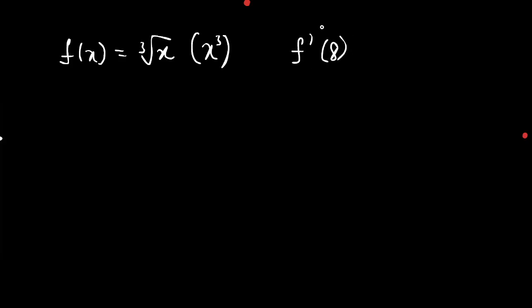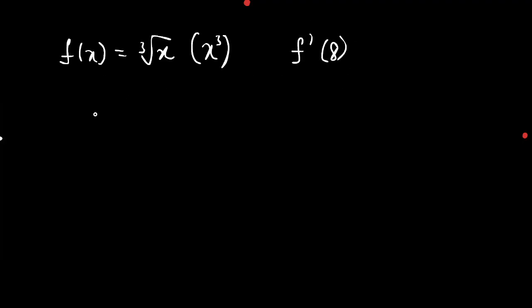Let's say we're given a function f of x that is equal to the cube root of x times x cubed. And we want to evaluate this and find the derivative of 8 here. So we basically want to find the slope of this function when our x value is 8, is what we have to interpret this as. So we're trying to find f prime of 8. So first we have to find f prime, right? Let's find the expression for our derivative into which we then substitute 8.